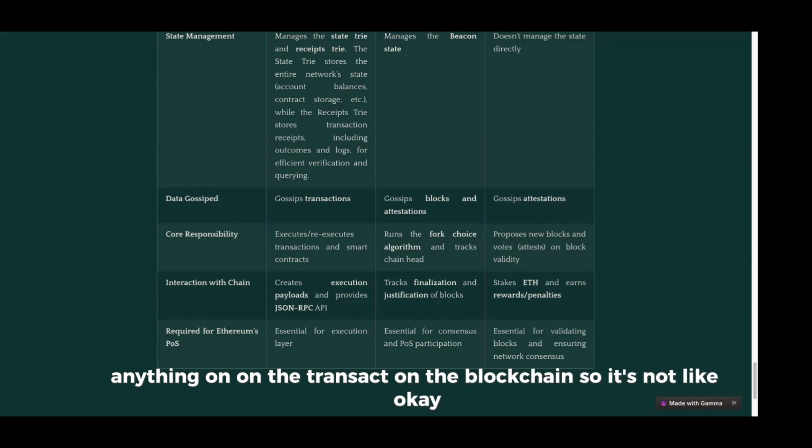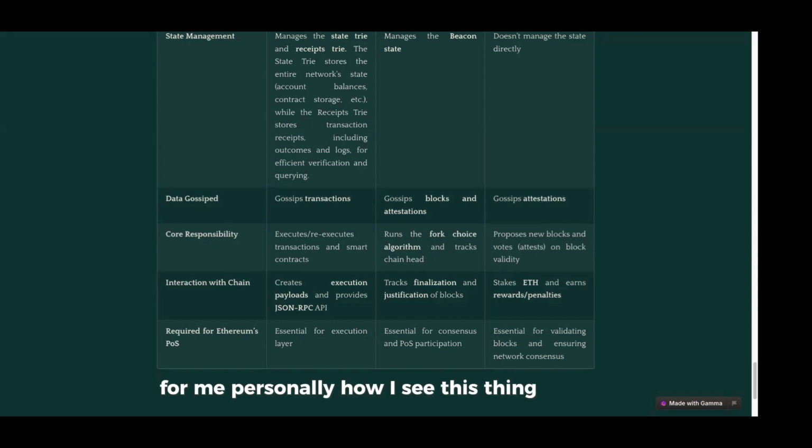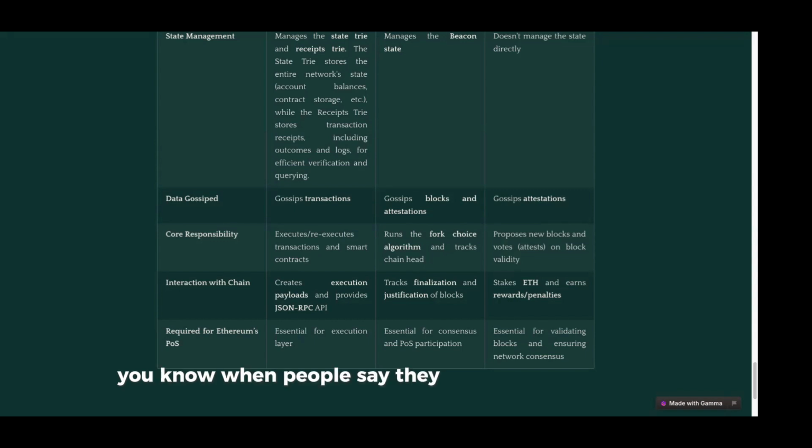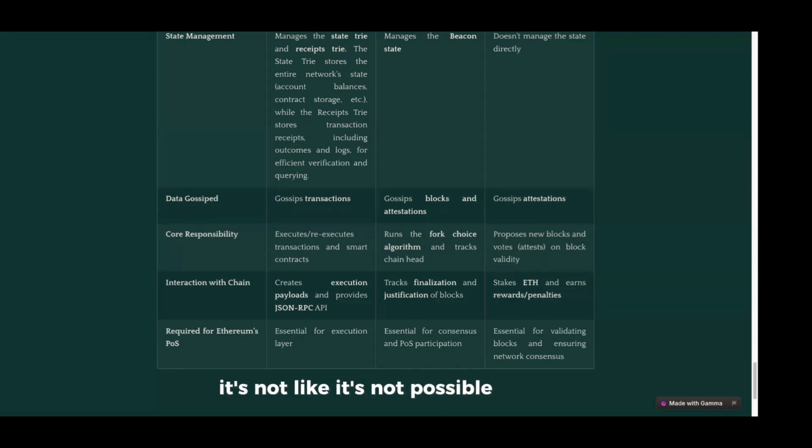For me personally, how I see this thing is, when people say they can't change things on the blockchain, it's not like it's not possible. It's possible, but it's difficult because you're trying to get all the nodes in a network to agree that you want to change these things.